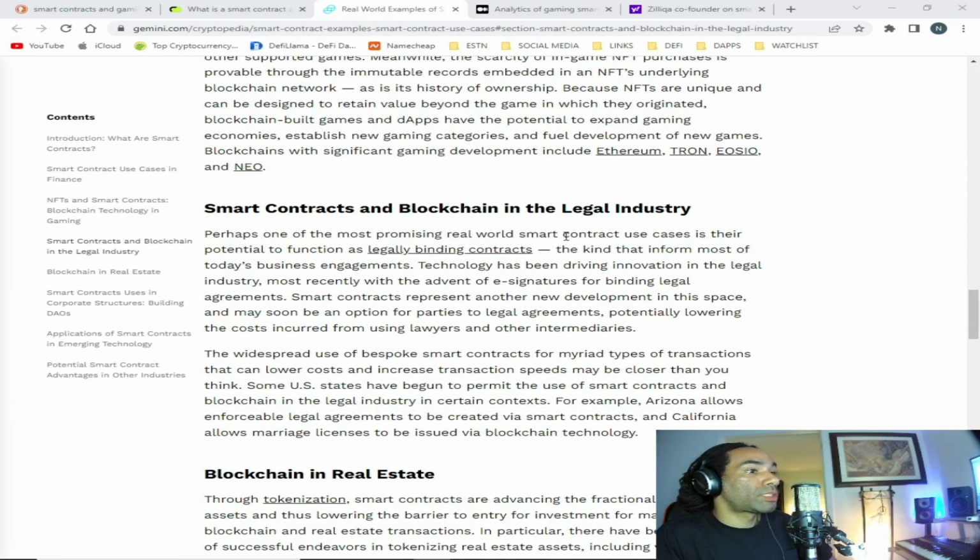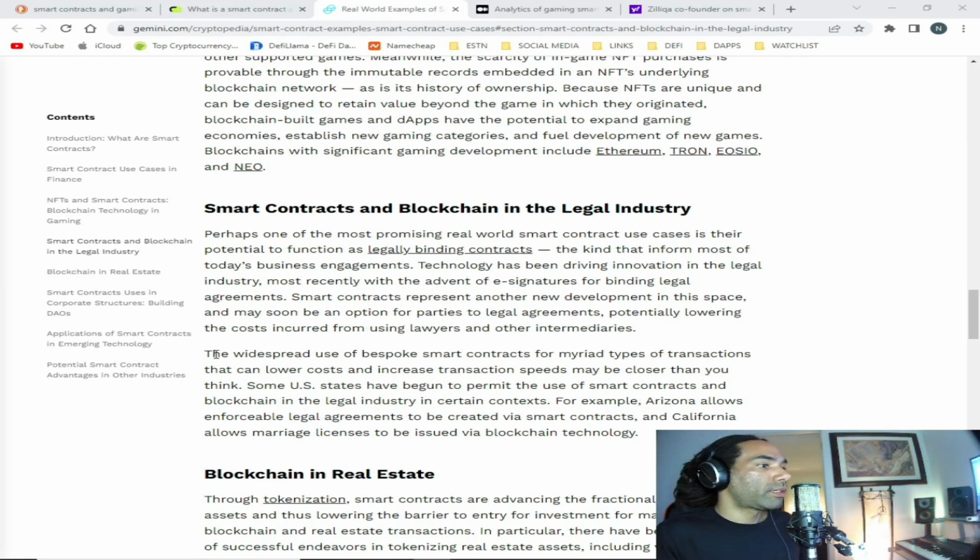Perhaps one of the most promising real-world smart contract use cases is their potential to function as legally binding contracts, the kind that inform most of today's business engagements. Technology has been driving innovation in the legal industry, most recently with the advent of e-signatures for binding legal agreements. Smart contracts represent another new development in this space and may soon be an option for parties to legal agreements, potentially lowering the costs incurred from using lawyers and other intermediaries.